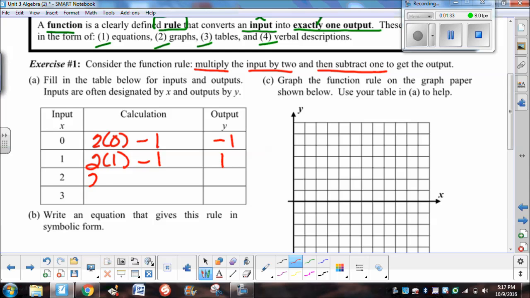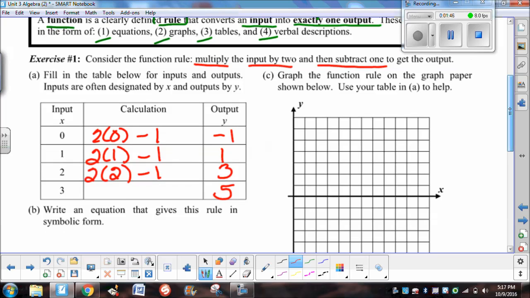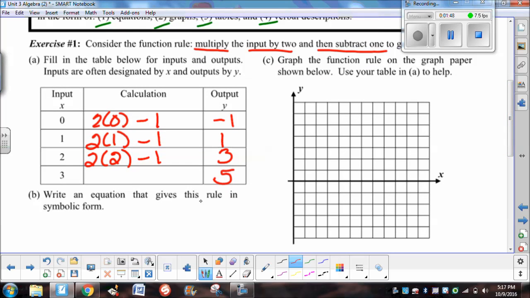And you could do that 2 more times with 2 more numbers. 2 times 2 minus 1, and we end up with 3. And then we could do that again for 3, and we end up with 5. So that's a function in a table. Now, part B, it says write an equation that gives this rule in symbolic form. So we know how to write equations. So we get our output by multiplying our input by 2 and subtracting 1.